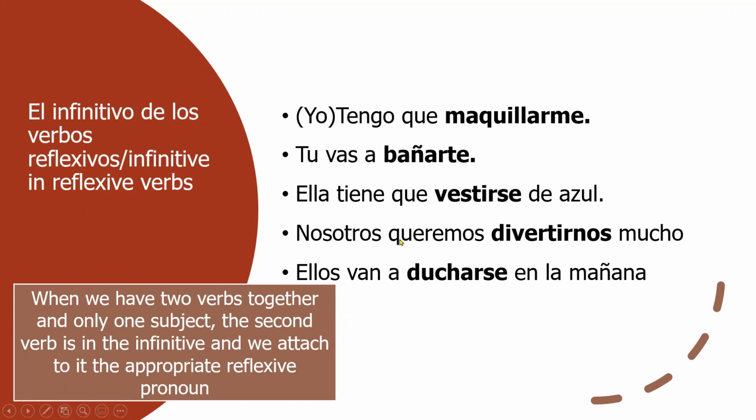Let's look at some examples. Yo tengo que maquillarme. Why maquillarme? Okay, because we're talking about yo. Tú vas a bañarte. Why we use te? Because we're talking about tú. Ella tiene que vestirse de azul. Why se? Because we're talking about ella. Nosotros queremos divertirnos mucho. Why nos? Because we're talking about nosotros. Ellos van a ducharse en la mañana. Why se? Because we're talking about ellos.